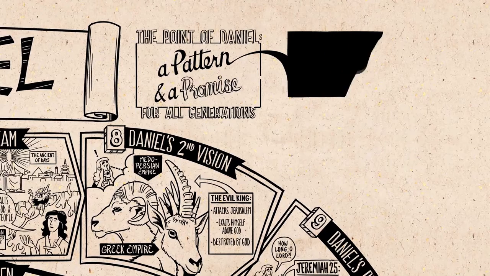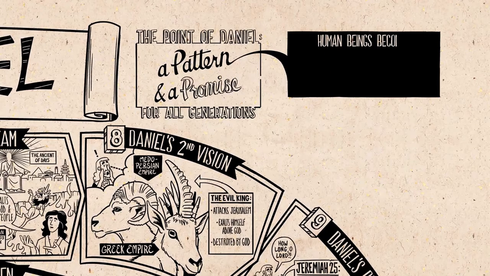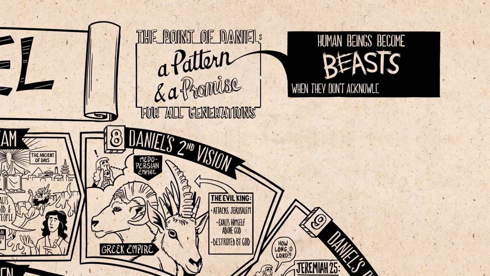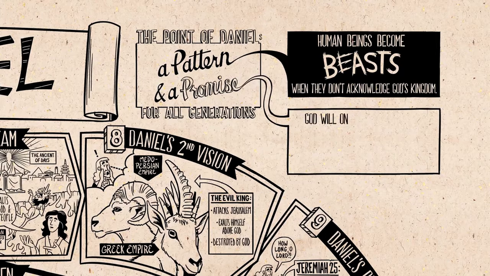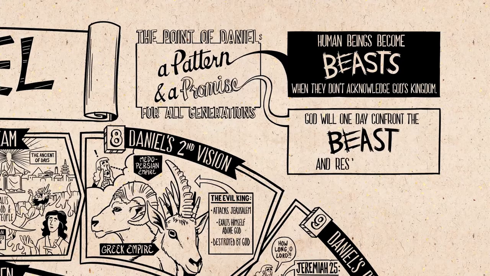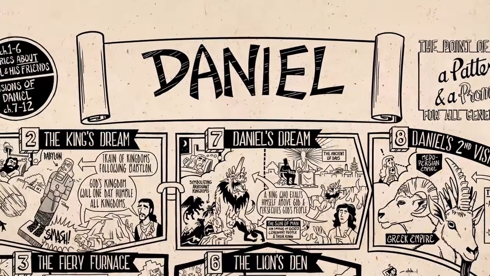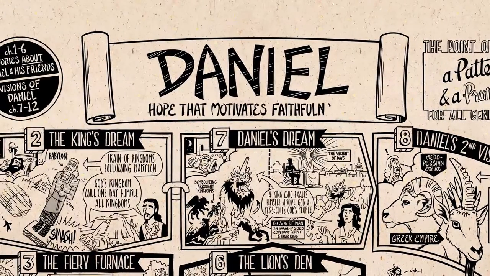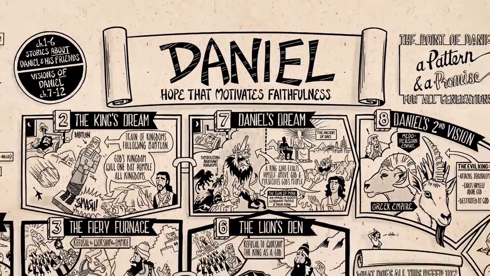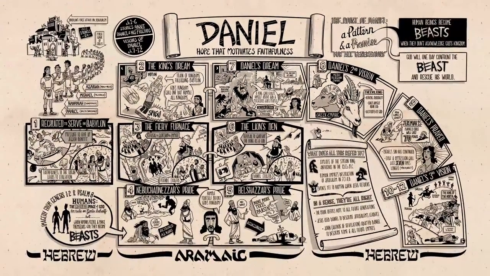It's a pattern that human beings and their kingdoms become violent beasts when they glorify their own power, when they redefine right and wrong, and don't acknowledge God as their true king. But Daniel also holds out a promise that one day God will confront the beast. He will rescue his world and his people by bringing his kingdom over all nations. And so for every generation, this book speaks a message of hope that should motivate faithfulness. And that's what the book of Daniel is all about.